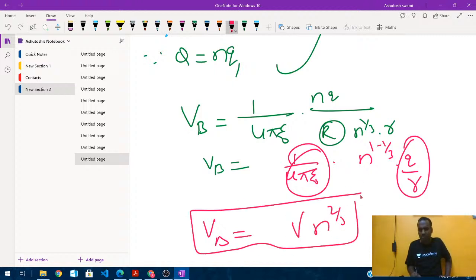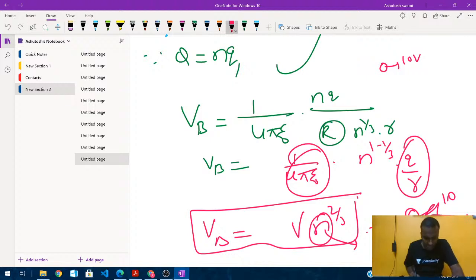So 1 by 4 pi epsilon naught q by r is nothing but the potential of the smaller droplet, into n power 2 by 3. Suppose, students, if 8 droplets are combined, simply 8 droplets, each droplet is having 10 volt. So in place of n, 8 if I substitute, 2 cube whole power 2 by 3. So 2 cube, 3 gets cancelled, 4 V we can say. In place of V, 10 volts, we get 40 volts. Is it clear, students, everybody?